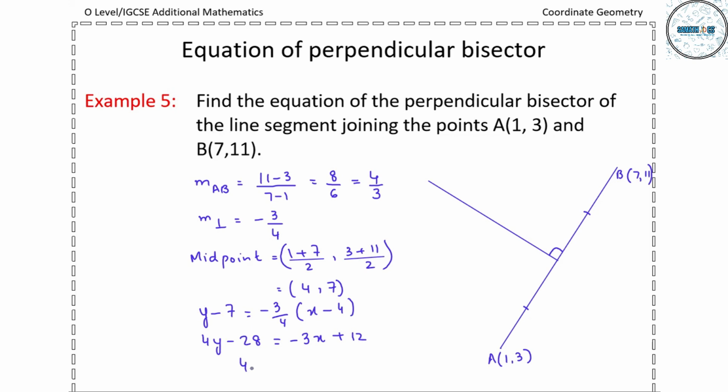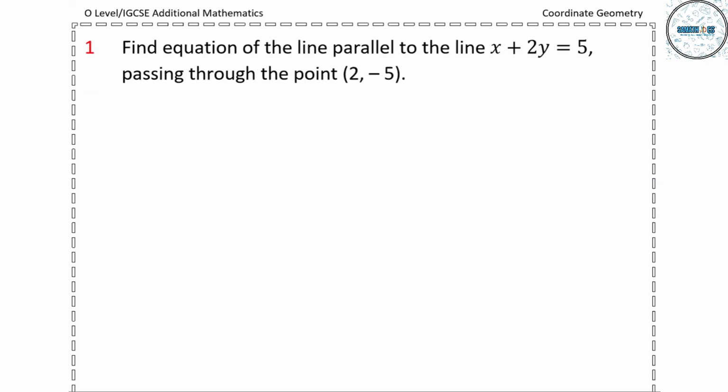So finally, we have 4y is equal to minus 3x plus 12 plus 28, which is 40. So this is the equation of the perpendicular bisector of the line segment joining A and B. Let's do some questions related to equation of straight lines.